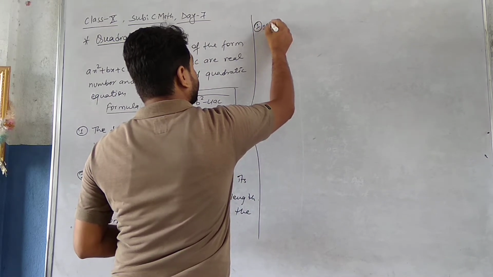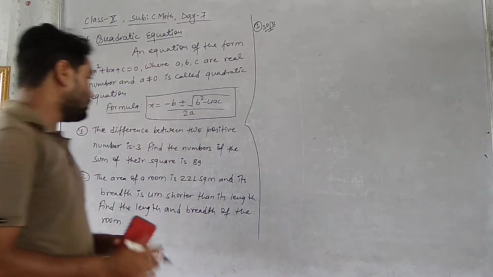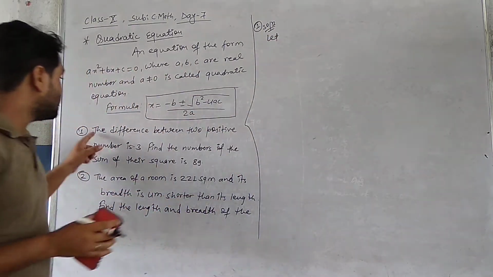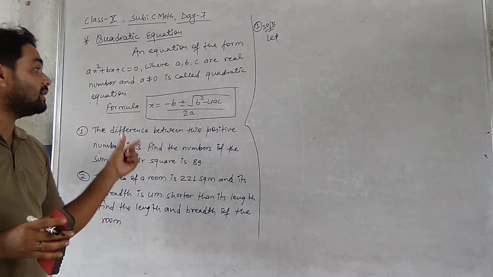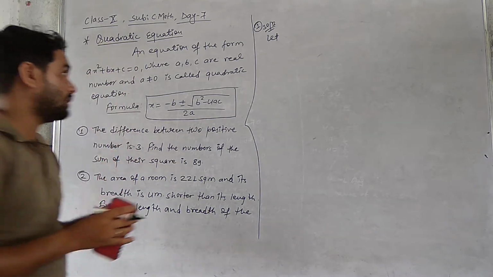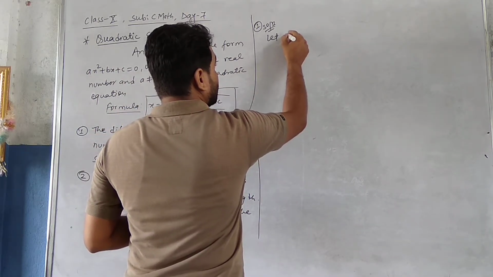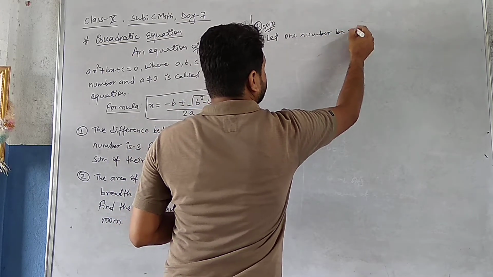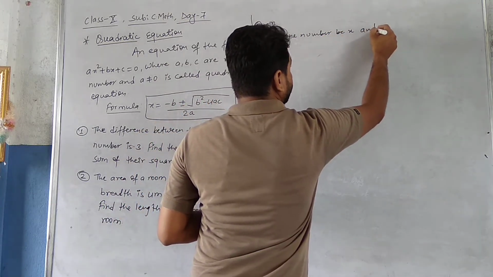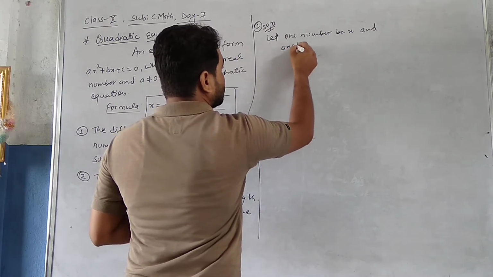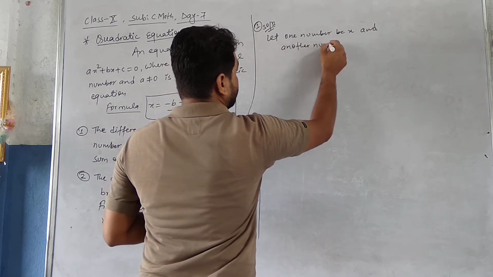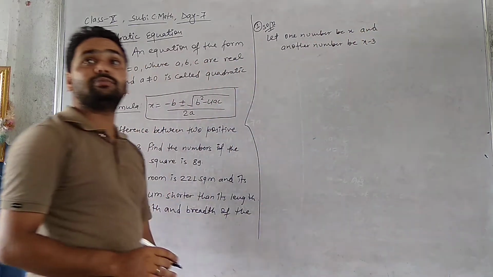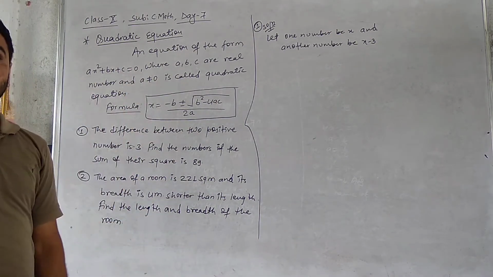Question number 1. For the solution of question number 1, we have to let that at first. From the first line, let the two numbers be: one number x and another number x minus 3. That means their difference is 3, yes, that is x minus 3.